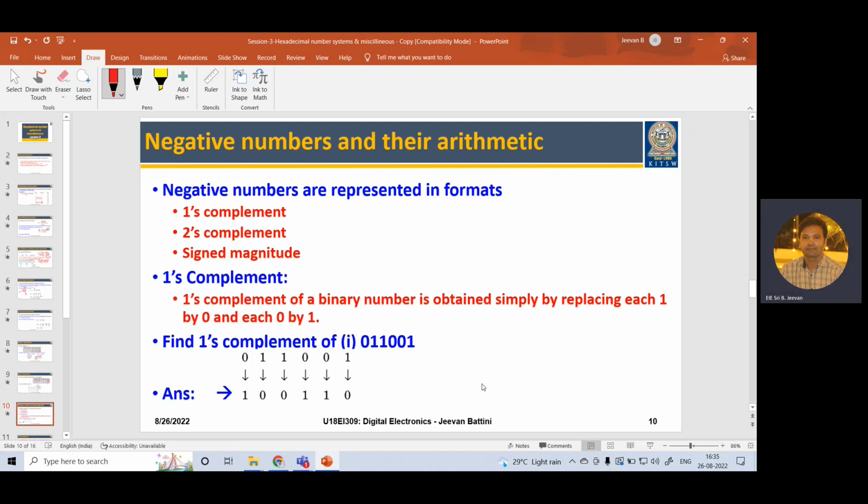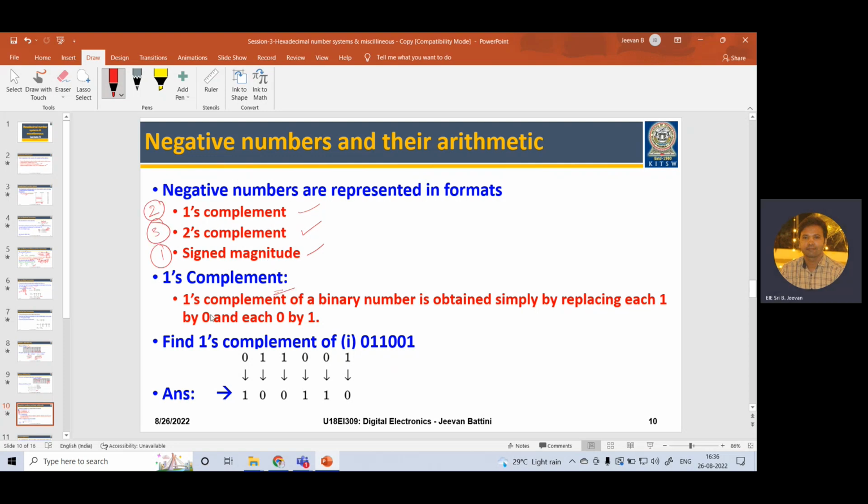Now, negative numbers and their arithmetic. Every negative number is represented in 3 ways. First is sign magnitude, next 1's complement, next 2's complement. So here comes the first, sign magnitude, 1's complement, and 2's complement.